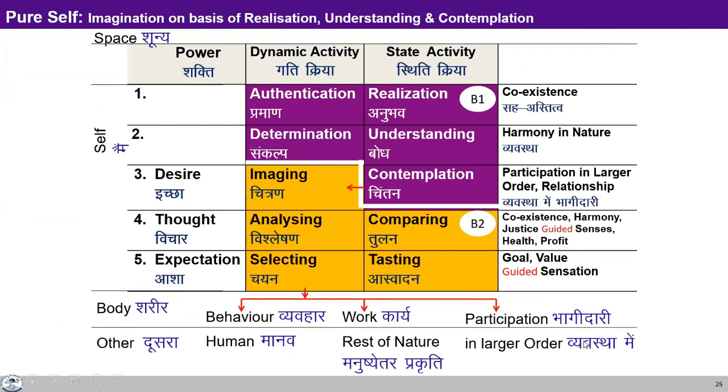So this body is not me. The thoughts we are nurturing in the block B2 are also not me. What is mine is only this, the upper block that can continue with me. These activities are going to be there with me, but the content of this imagination is temporary. Because if it is not based on right understanding, then it will not last forever. But what will last forever is the realization, authentication, understanding, determination, contemplation. This content of this upper block is going to last with me forever, if I have the right understanding and right feeling.